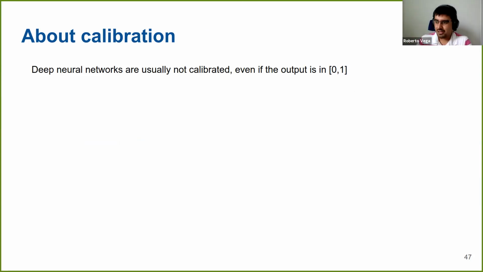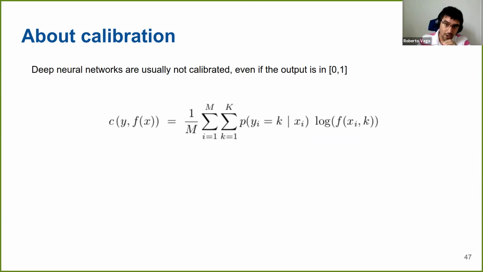Well, this is what I was saying, that deep networks are usually not calibrated, even if the output is between 0 and 1. And we can see this by analyzing the loss function that we're using. This is the cross entropy loss function. This is the average cross entropy. M is the number of instances. K is the number of classes. So we multiply the real probability by the log of the predicted probability. And then we want to minimize the negative of this. How do we minimize the cross entropy?